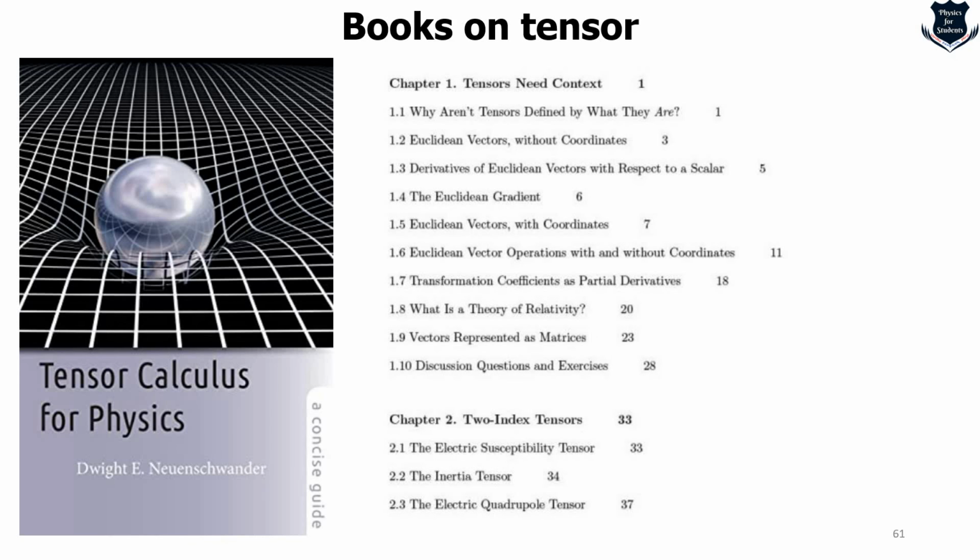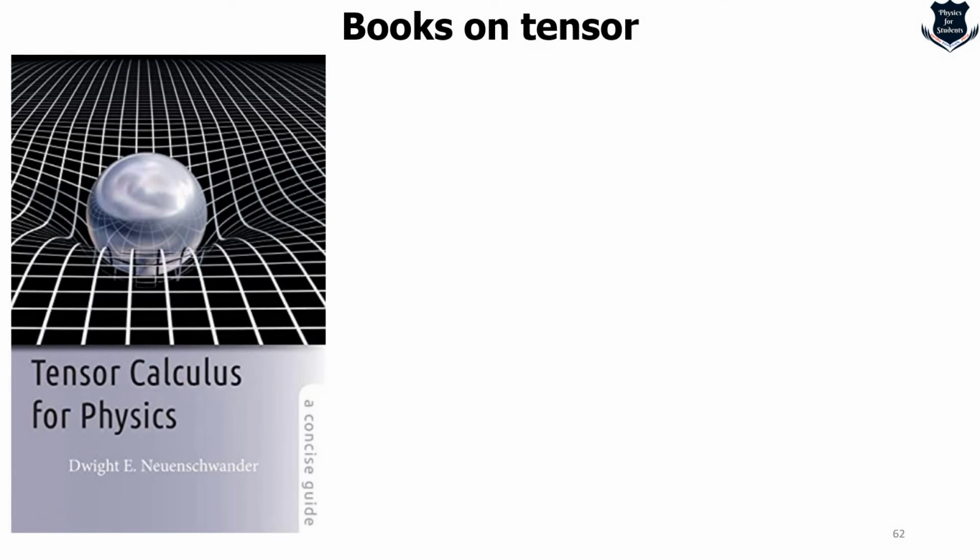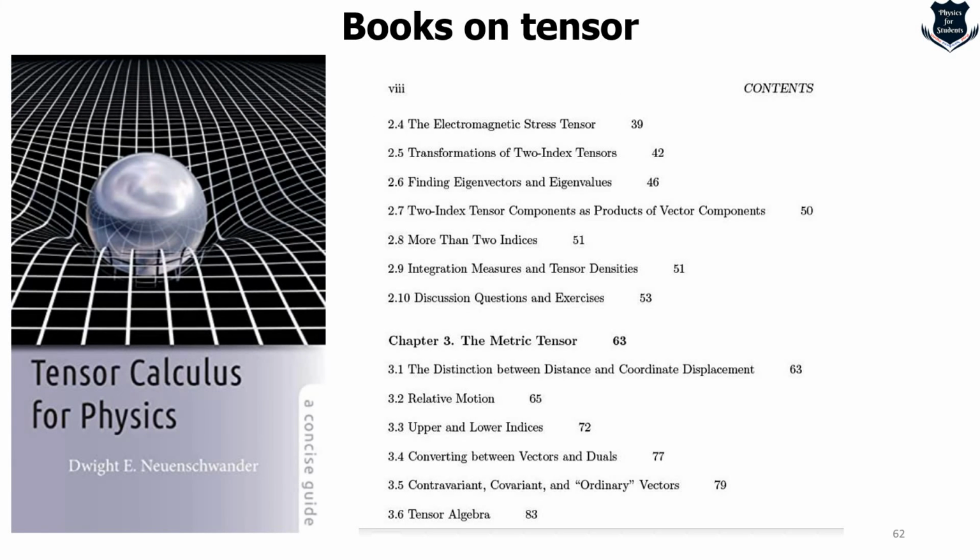This book basically takes into account the physics part. So you can see Euclidean vectors, Euclidean gradient, then what is the theory of relativity, then inertia tensor, obviously because this is a book on tensor calculus for physics, so it will take into account the physics parts definitely. And then you can see the electromagnetic stress tensor, the eigenvalues, eigenvectors, the upper and lower indices, why it happens, the relative motion. So everything will be in relation to physics. And I think this is a good point, because ultimately the objective would be to learn physics, and to see how the physics part is also taken into consideration.